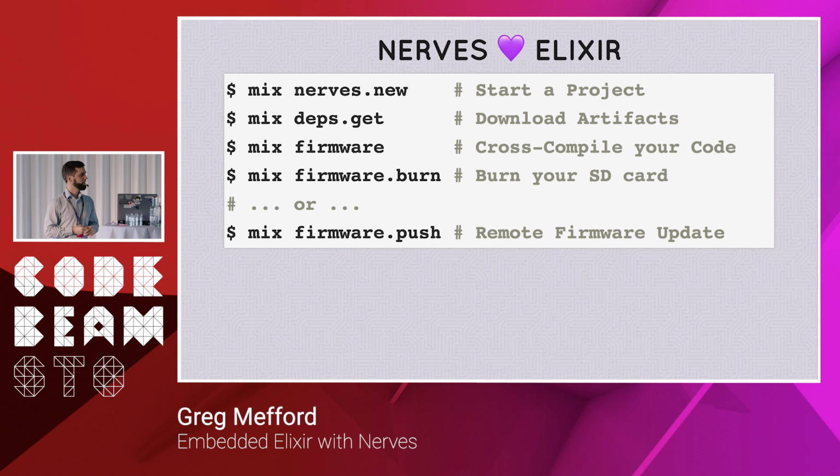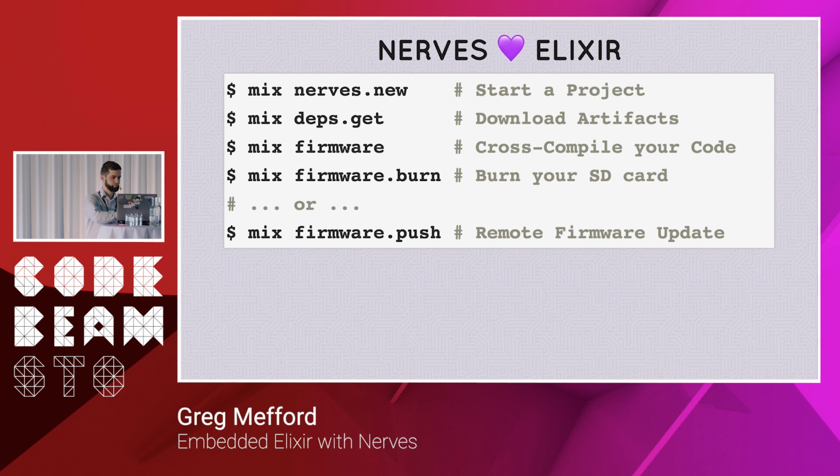Yeah, so in summary, Nerves is really well integrated with Elixir. We have all the regular mix tools there, a generator, deps.get, and then we have this thing called firmware to cross-compile your code into a firmware. And then you can either burn it to an SD card or push it over the network to the device to update it.